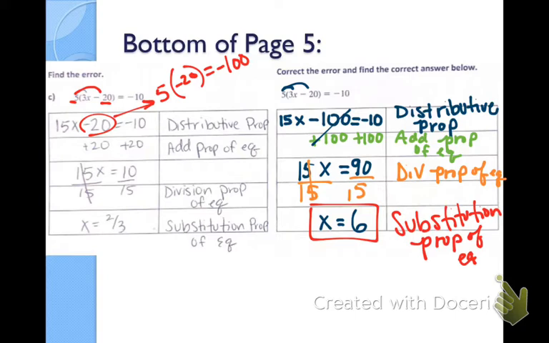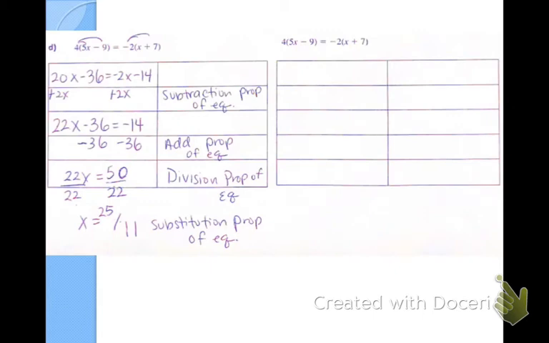The second question, we're going to do the same thing. We're going to solve it on our own and then compare it to see what they did wrong. There are not enough boxes for this one. Sorry. What are we going to do first? Distribute. 4 times 5x is 20x. 4 times negative 9, negative 36. Negative 2 times x, negative 2x. And then negative 2 times positive 7, negative 14. So again, this is your distributive property.